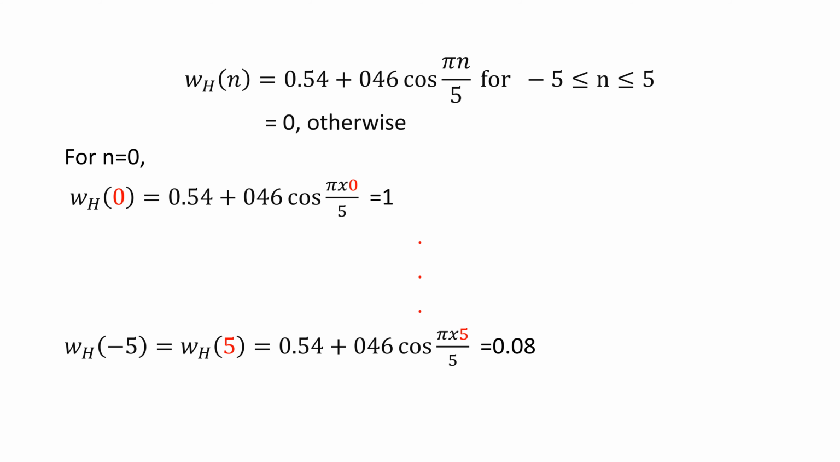Here also, we have to find totally 6 values from 0 to 5. Window function is also symmetric. So, you find the value of window function for n is equal to 0, 1, 2, 3 up to 5.